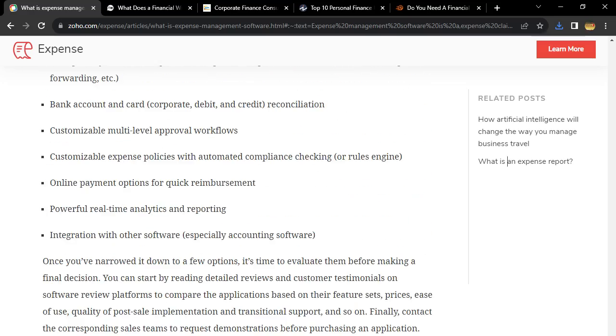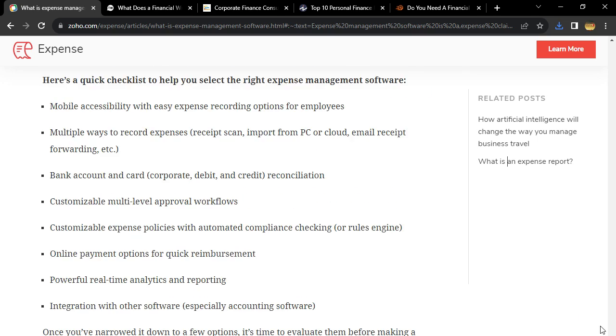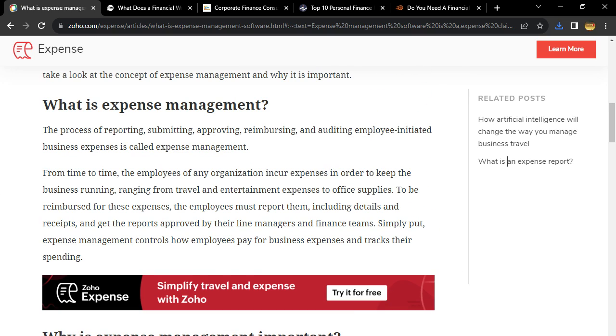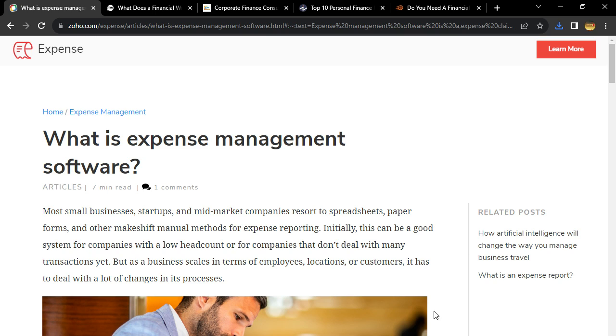So that was the article about what is expense management software. I hope now you guys understood about it. So yeah, that was today's video about expense management software. I hope you understood everything that I've read in this article.